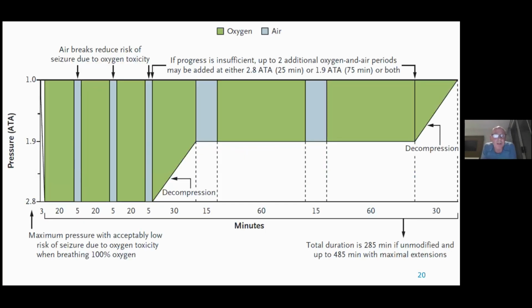So this is the most common standard approach to recompression of a sick diver. It's called the United States Navy Table 6. It would be the most commonly used recompression table anywhere in the world. It starts with 3 oxygen breathing periods at 2.8 atmospheres, equivalent to 18 meters of seawater, then a decompression to 1.9 atmospheres, then 2 1-hour oxygen breathing periods separated by 15 minutes on air, and then a decompression to surface pressure. You can extend the table by up to 2 periods at each depth if the clinical progress isn't sufficient.